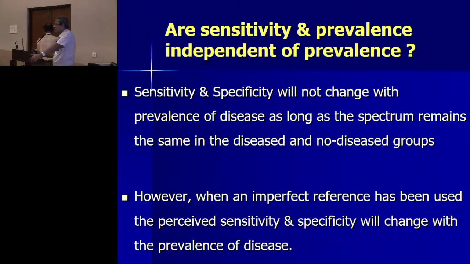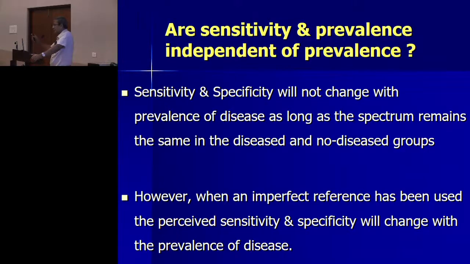Okay, moving on. Are sensitivity and prevalence independent? Sorry, sensitivity and specificity. That's a mistake. Are sensitivity and specificity independent of prevalence or not? That's a mistake there, it's specificity. Sensitivity and specificity will not change with prevalence of disease. This is the question that was raised yesterday: will sensitivity and specificity change with prevalence?